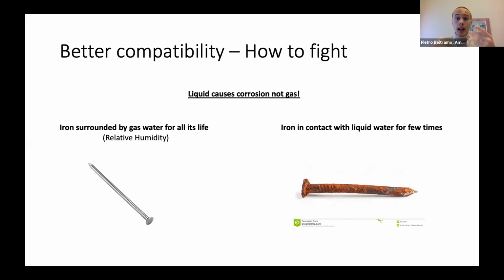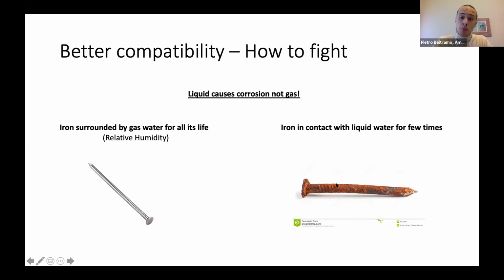The computer that I am using in my office now is surrounded by water all its life, and there's no problem because it's gas water. It's the relative humidity that I have in my office. This iron nail is surrounded by water as well, all its life. It's again gas water, relative humidity.